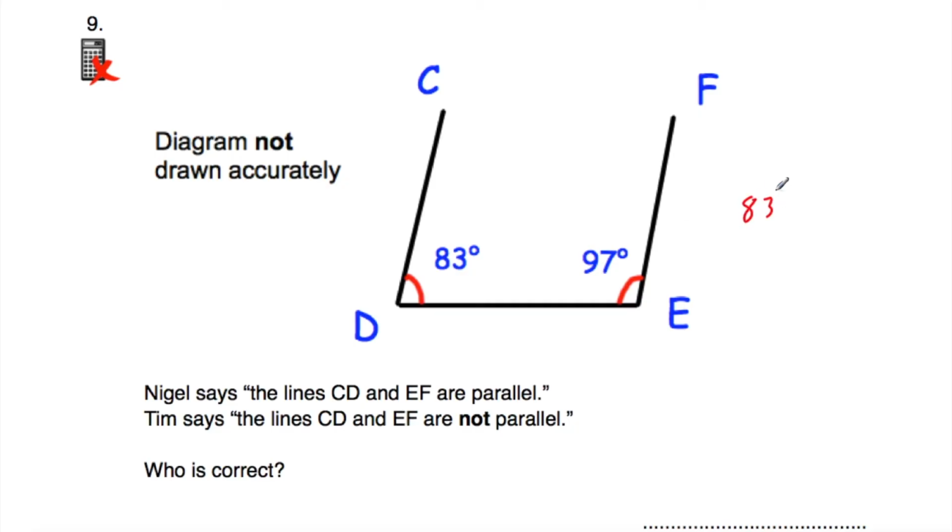So 83 degrees plus 97 degrees would be equal to, well, 83 plus 7 is equal to 90, plus that other 90 is 180 degrees. So these two angles add together to be 180 degrees. That means they're co-interior angles. So that means the two lines are parallel to each other. So Nigel's correct. So who's correct? Nigel.